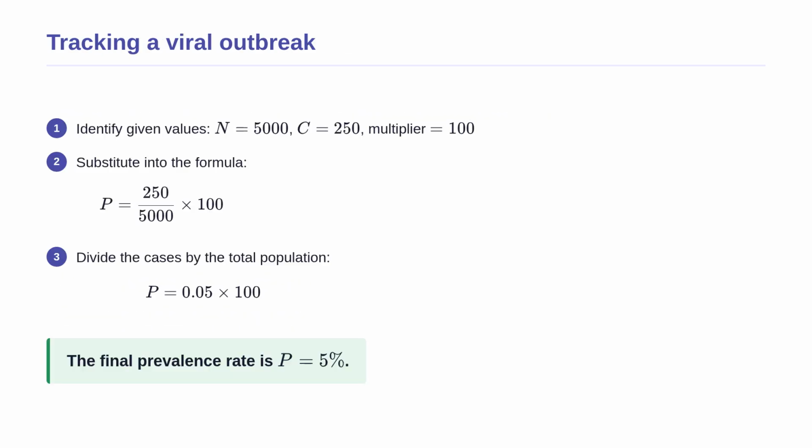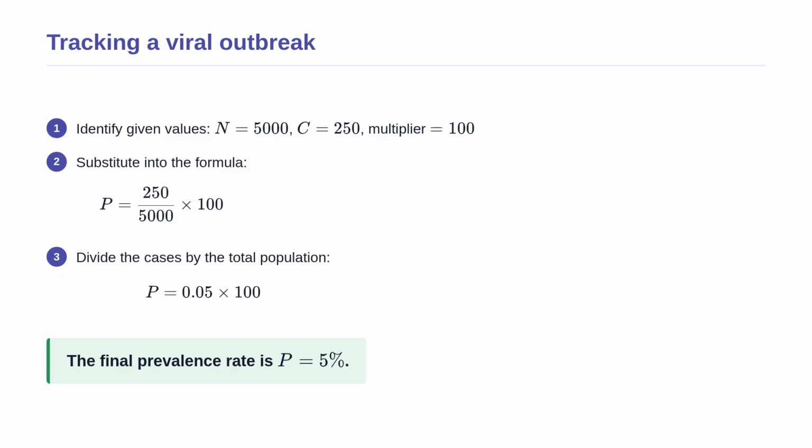Before we move on, let us see this formula in action with a concrete example. Suppose a town has a total population of 5,000 residents, and doctors discover that 250 of them have a viral infection. We want to find the prevalence as a percentage.